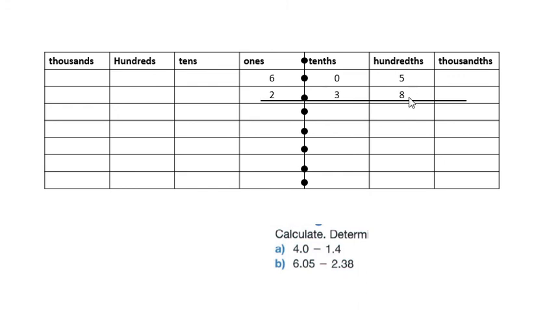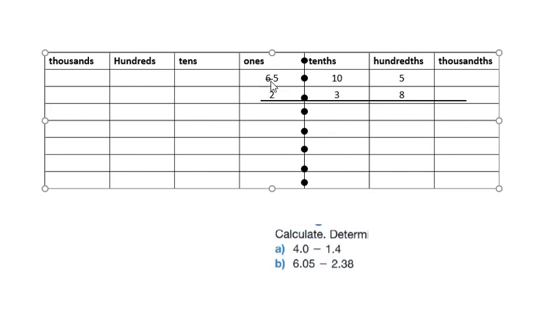5 minus 8 we can't do. We can't do 5 hundredths remove 8 hundredths. It's not possible. We're going to have to regroup from the tenths column. However, we see here that there is only a 0 in the tenths column. We have 0 tenths. So we have to make some tenths by regrouping the ones. So if we regroup 1 from the ones column, we can then take 1 from the ones column and bring it over here, creating 10 tenths.